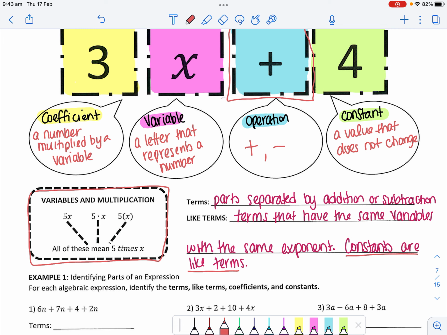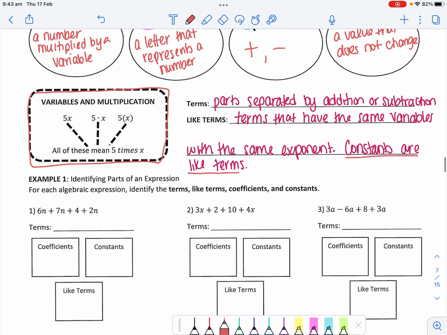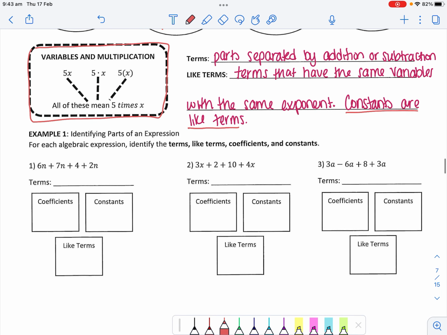So our first example is going to be applying this vocabulary. It says, for each algebraic expression, identify the terms, like terms, coefficients, and constants. So I'm going to have terms, like terms, coefficients, and constants. My terms are each of my things separated by addition or subtraction. So in number 1, 6n is a term, 7n is a term, 4 is a term, and 2n is a term.